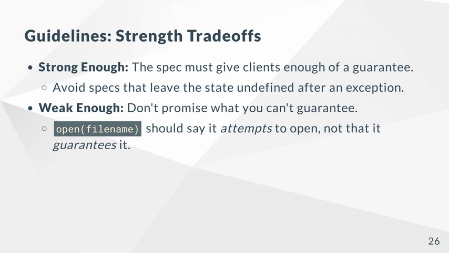A good spec strikes a balance in strength. It's strong enough: it must give the client a useful guarantee. Avoid operational specs that leave the state of the program undefined or messy if an error occurs. It's also weak enough: don't promise the impossible. For example, a function to open a file cannot guarantee success because the file system might lack permissions or the file might not exist. It should instead promise to attempt to open the file.